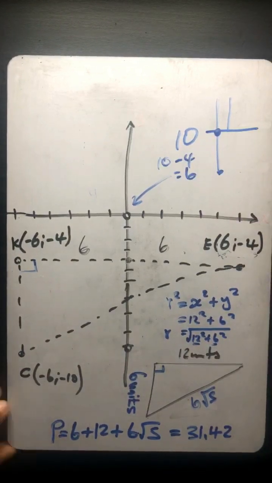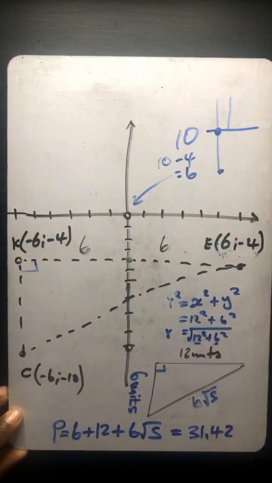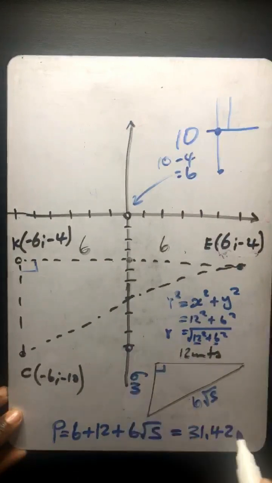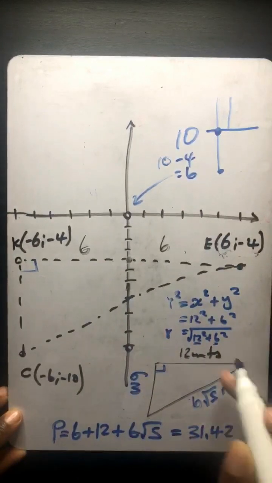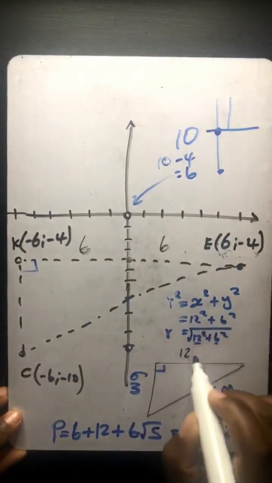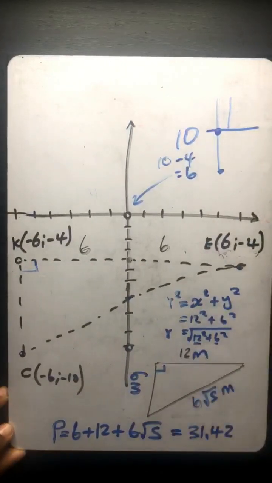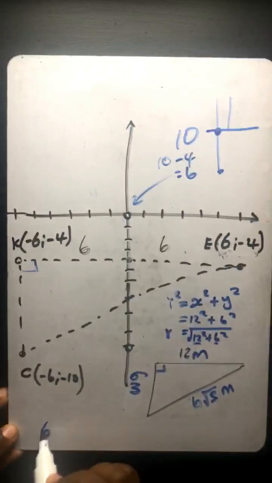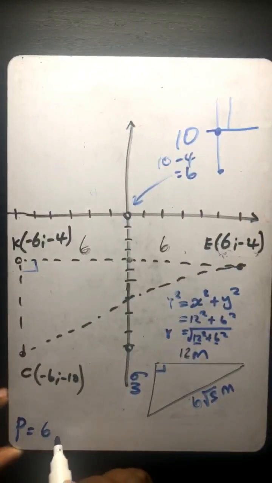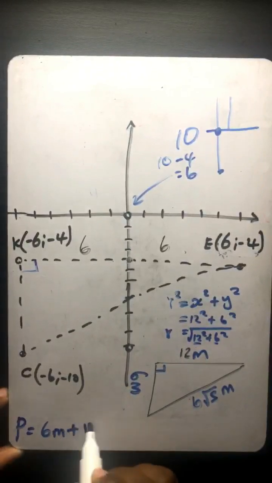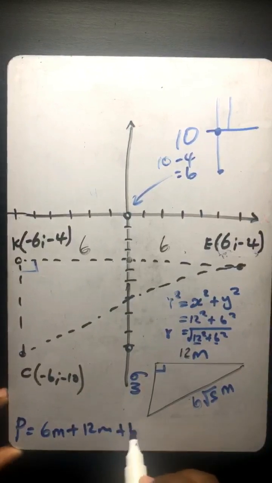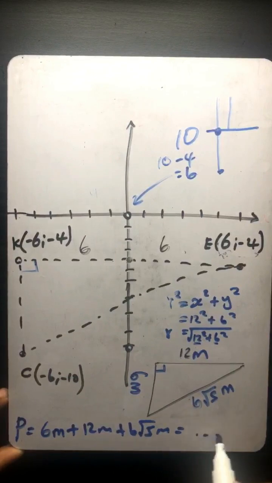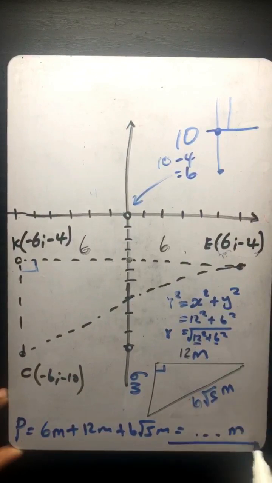So remember, what happens is, let's make an assumption that this was 6 meters, and this length was also in meters, and this one was 12 meters. So can you see what we actually did? Perimeter will be equal to 6 meters plus 12 meters plus 6 square root of 5 meters. That is why whatever we get is going to be just in meters.